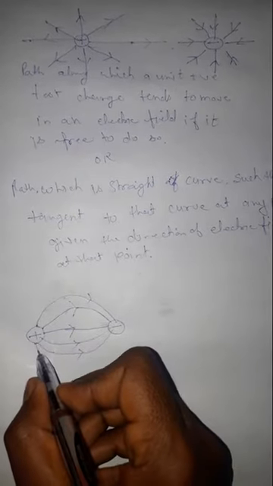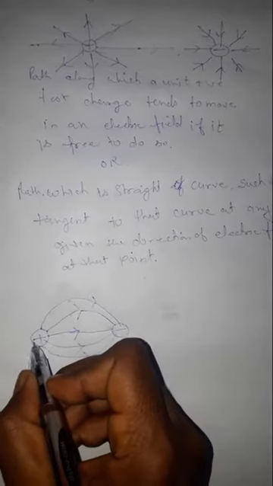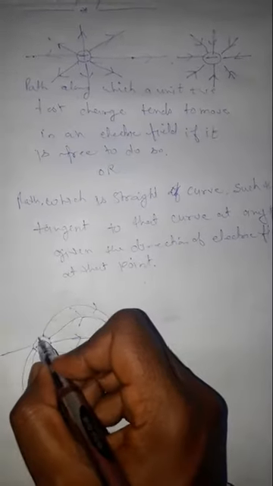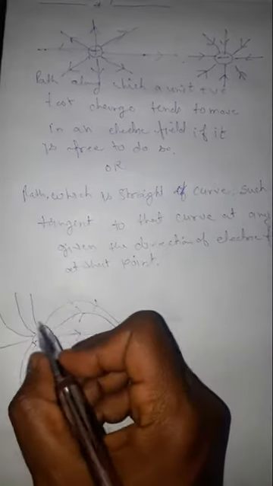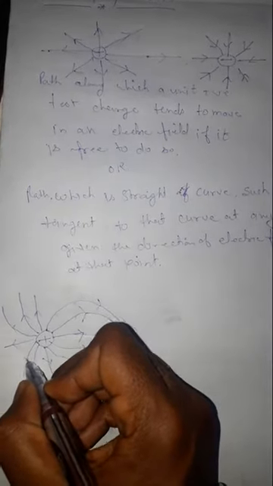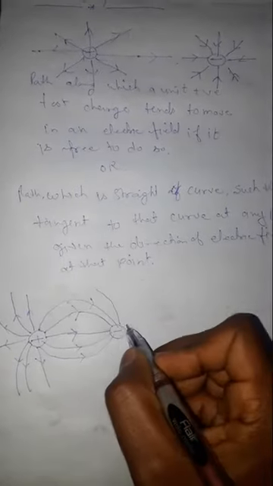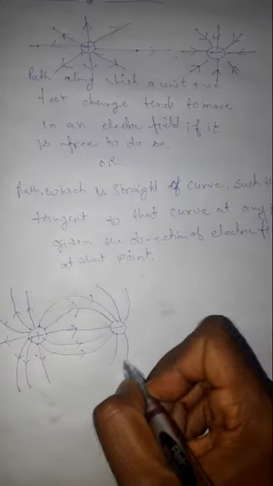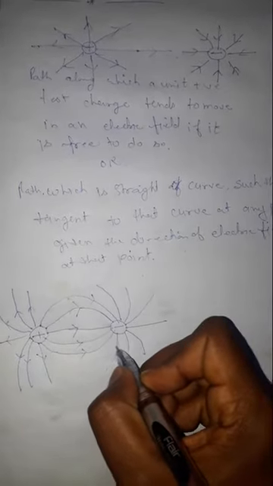We observe that the electric field lines form a pattern like this. As these lines are perpendicular outward, we represent it by the arrow, and similarly here the electric field lines are perpendicularly inward, like this.